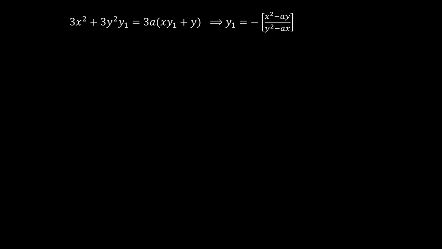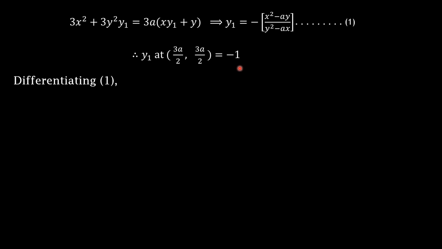Therefore, y1 reduces to the form y1 is equal to minus of (x square minus ay) divided by (y square minus ax). Let me call it equation number 1. So let me check what is y1 at the point 3a by 2 and 3a by 2. Just substitute the value of x and y as 3a by 2 over here and simplify it, so that the value of y1 at the given point is minus 1.